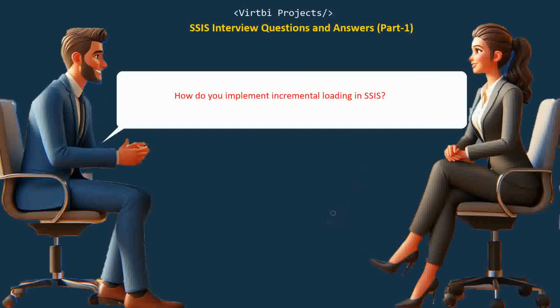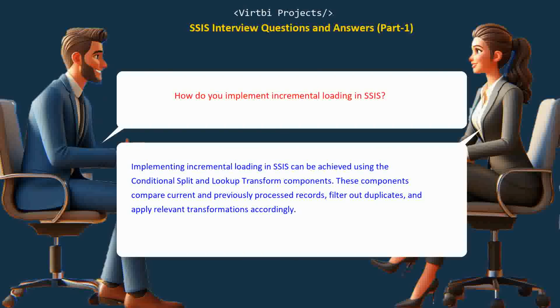How do you implement incremental loading in SSIS? Implementing incremental loading in SSIS can be achieved using the conditional split and lookup transform components. These components compare current and previously processed records, filter out duplicates, and apply relevant transformations accordingly.